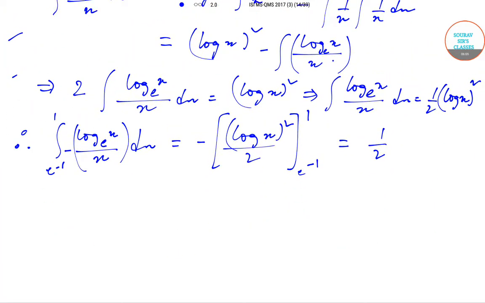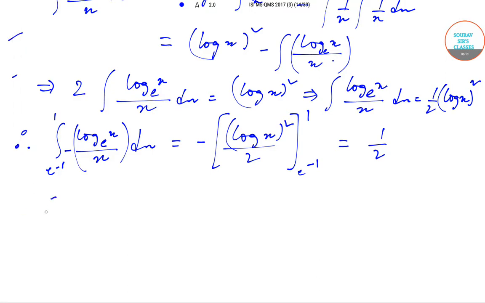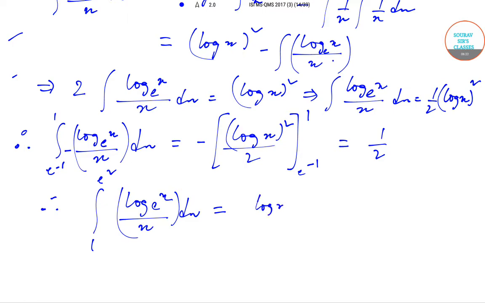In the next part, we have to find out the value of the other part, which is the integration of log of x to the base e by x dx, which goes from 1 to e square. This is equal to (log of x) whole square by 2. It goes from 1 to e square, and this is equal to 2.